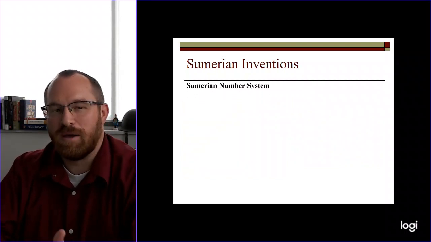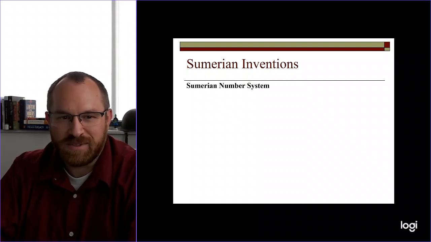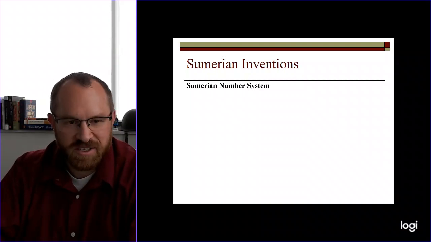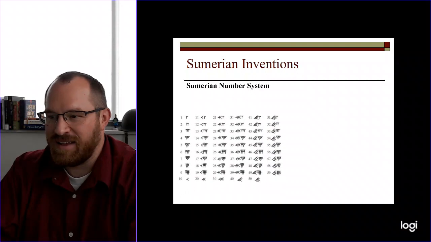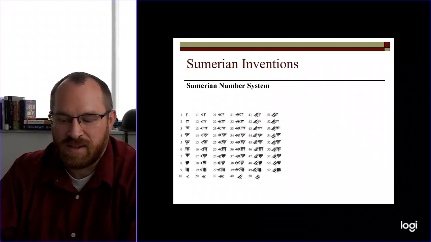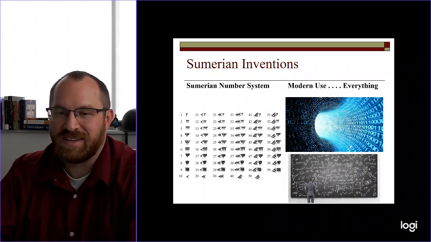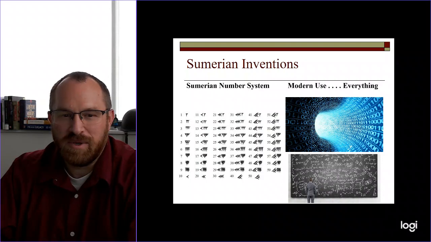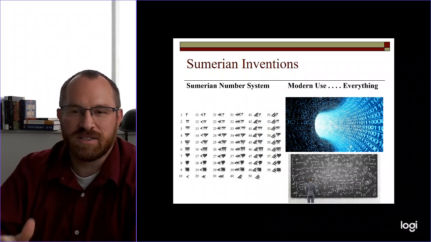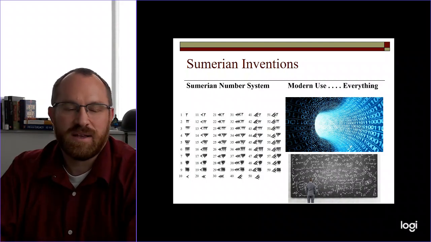Now next up, the number system. The Sumerians are the ones that came up with the idea of counting, most likely addition and subtraction. There is the Sumerian number system, again, as far as I understand. And today, it's turned into pretty much what we use for everything. And I do mean everything. Just the fact that you can be watching this video right now really just translates down to a bunch of ones and zeros in your computer.